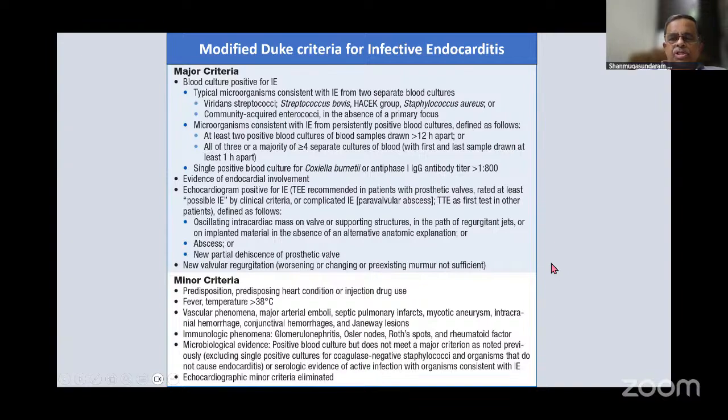Originally proposed in 1994, then modified in 2000. And it tells you the pivotal role of imaging, particularly the echocardiogram, because it is one of the major criteria. The diagnosis is by demonstrating the infection of the myocardial structure or the valvular structure in the form of a vegetation or in the form of some complications like abscess, fistulas, etc.